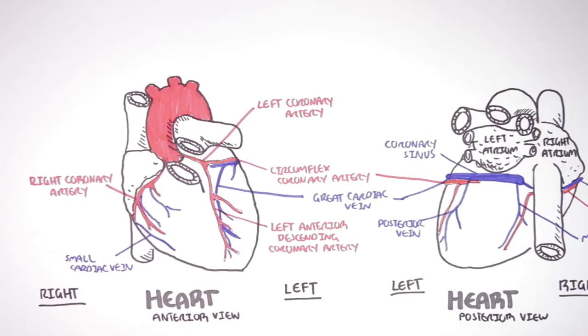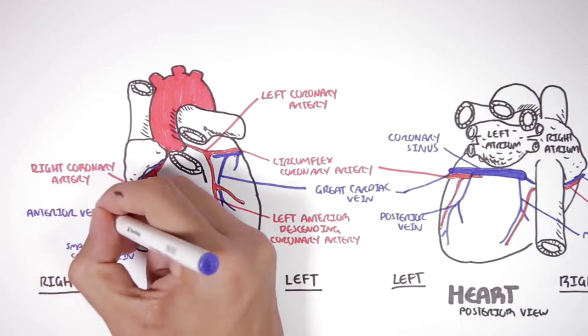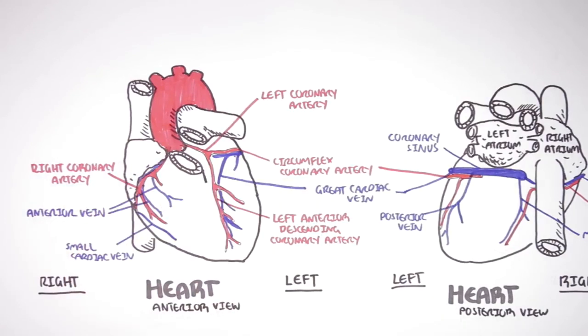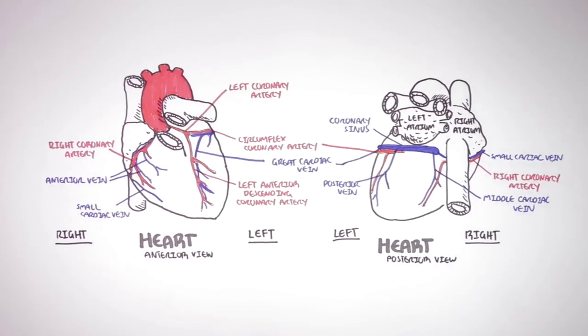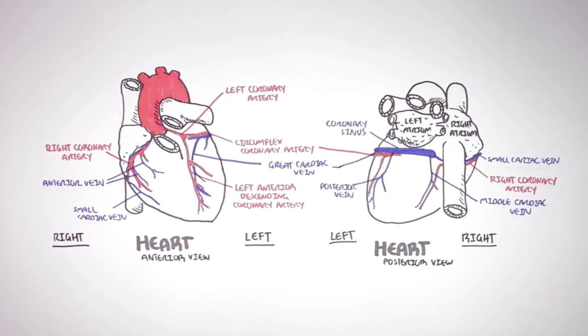Also, that is very important, there is an anterior vein that does not join onto the coronary sinus, but drains blood directly to the right atrium. So this vein is very important to remember because the anterior vein does not join to the coronary sinus, but drains deoxygenated blood directly to the right atrium.